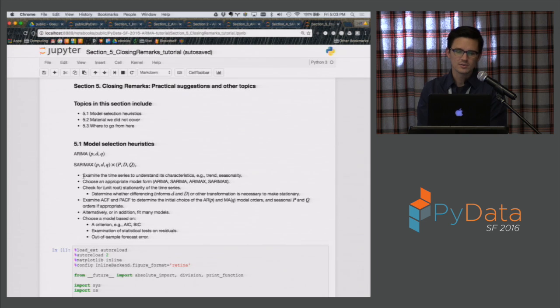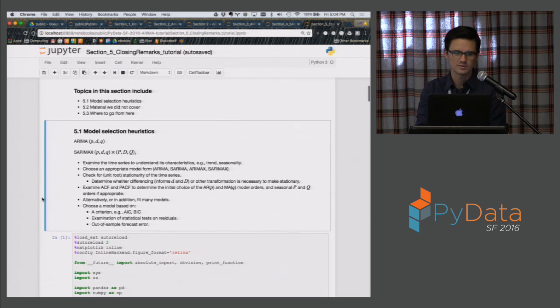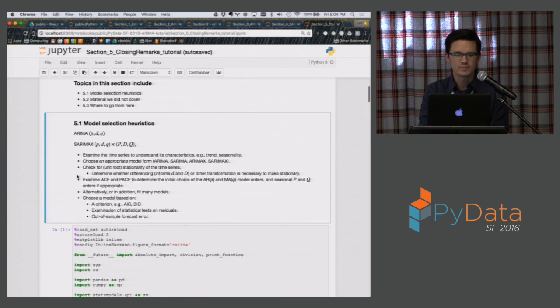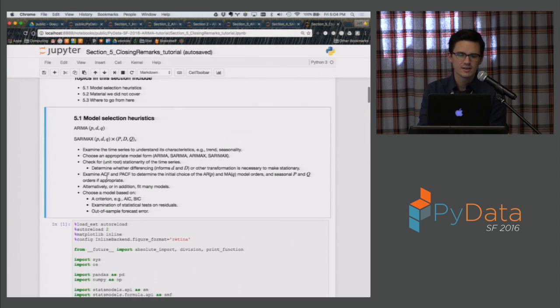So not only do we want to plot the data, and then choose our appropriate model form. Are we going to have seasonal data? Are we going to have external variables? That's the X, which we didn't really get to today. And then check for stationarity. There are a number of tests to do that. But we can also then choose the best model based on some criterion.